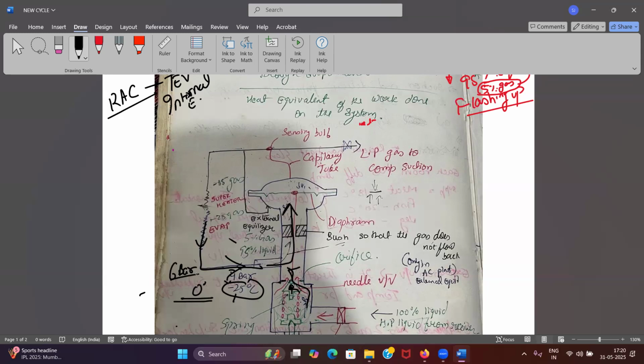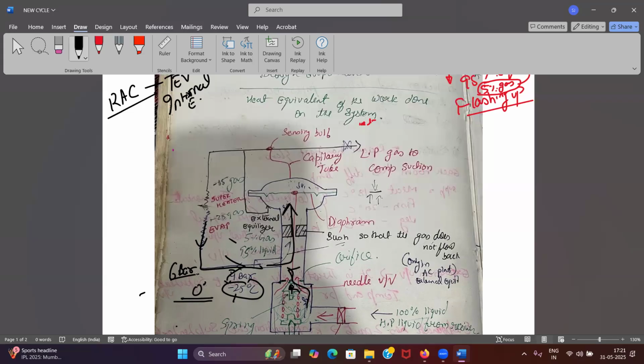Yes, sir. Because P2 is increasing, my needle valve will come up. Less refrigerant. I don't want too much refrigerant to come into my evaporator. Do I want too much refrigerant to come into my evaporator? I don't want too much cooling also, right? No. So for that, what do I have to do? I have to give this less amount of refrigerant. Okay, how can I give less amount of refrigerant? By pushing my needle valve up to the orifice.